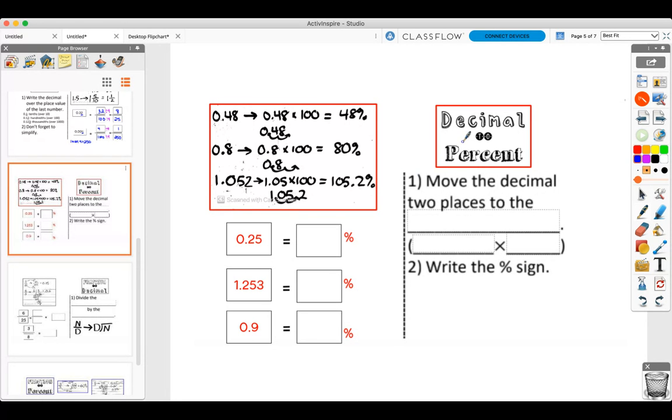Next, decimal to a percent. So move the decimal two places to the right.